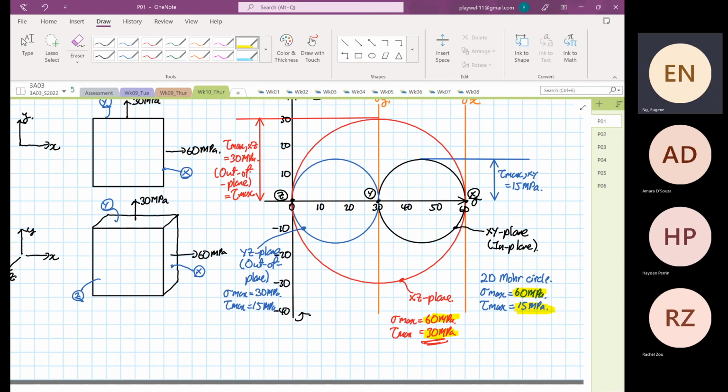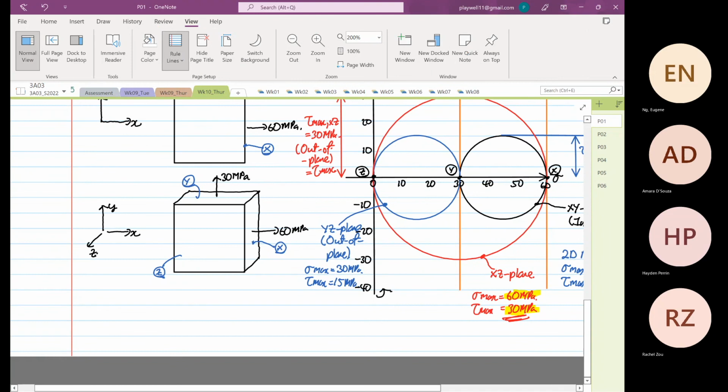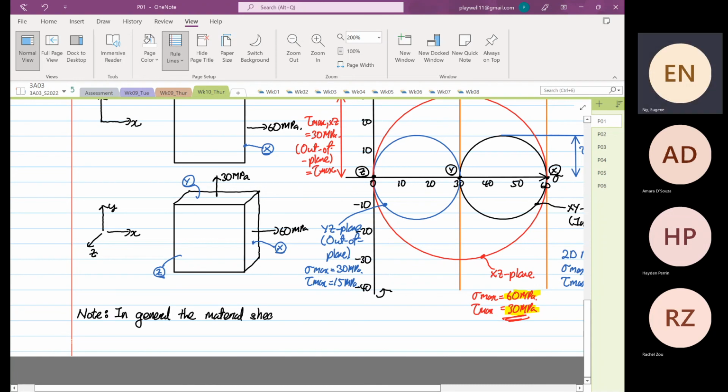And this is important because, in general, the material shear stress or shear strength is lower than normal strength.